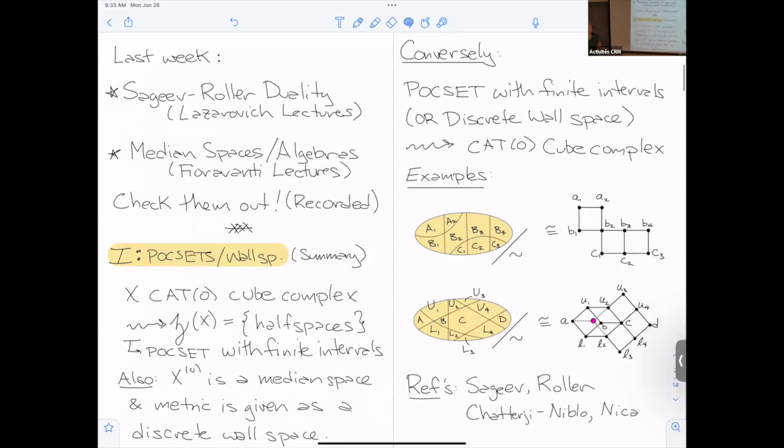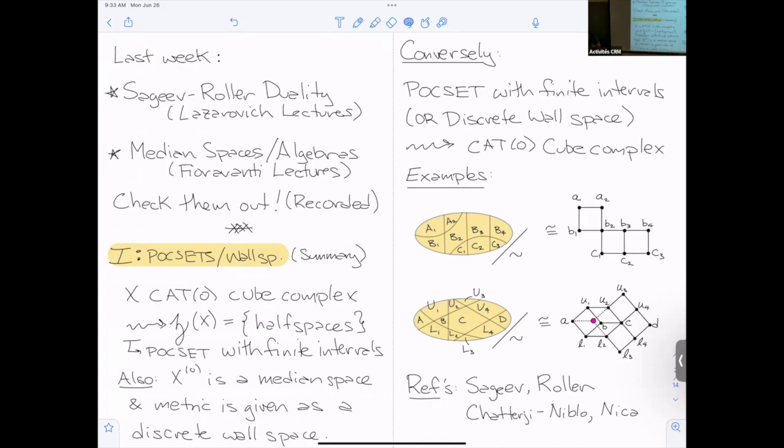Okay, so last week we had some really great introductions from Lazarovich and Fioravanti on Sageev-Roller duality and median spaces. And these are recorded, and I believe all of you have access to those recordings. So I encourage you to check them out, and you can always play them at double speed and then slow down if there's something cool, okay?